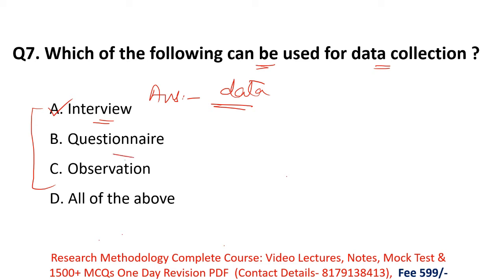Then here option B is questionnaire. Questionnaire means what? A list of questions. Okay, so researchers provide a questionnaire to their respondents, and respondents fill in those questions, and through that researchers collect the data from the questionnaire. So yes, again through questionnaires researchers collect data. Then option C here is observation. Yes, through observation researchers can also collect data.